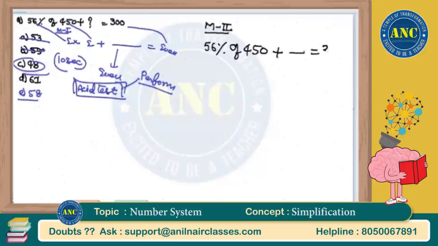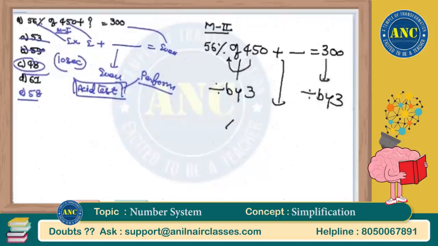56% of 450 plus something is 300. That is the beauty. Sumit, you are thinking in the right way, beta. That is what I was about to explain. 450 is a multiple of 9, so it is divisible by 3. 300 is also divisible by 3. This number is also divisible by 3. Very good. I want kids to think like Sumit. 48 is also divisible by 3.